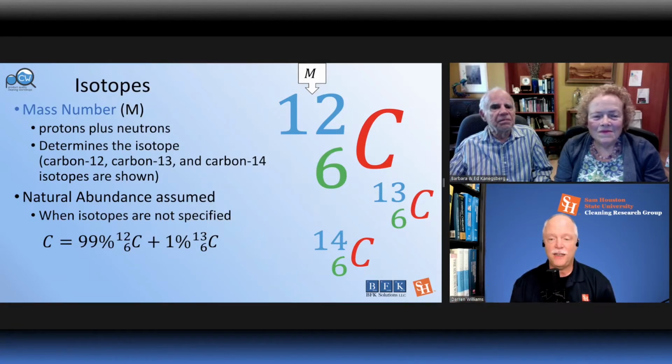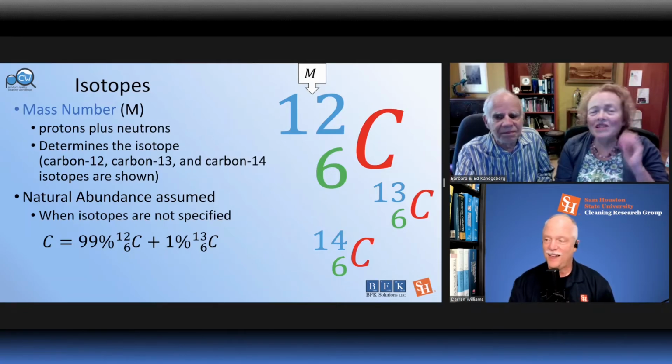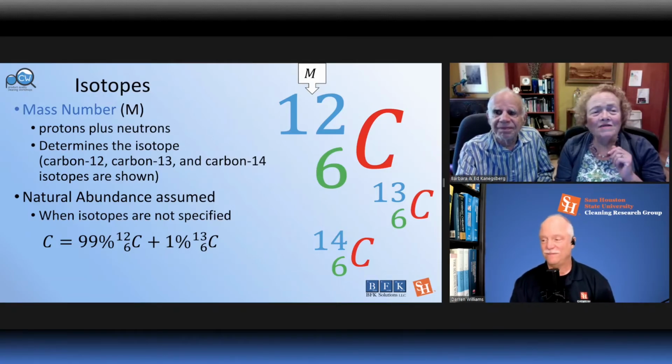If you don't list any of these numbers, then we just assume a mixture of the natural abundance. So carbon naturally here on Earth would be 99% carbon 12 and 1% carbon 13. So if you just see a C, then it's assumed that it has this ratio of 99:1 of the different isotopes. But the C is a mixture. That's right.